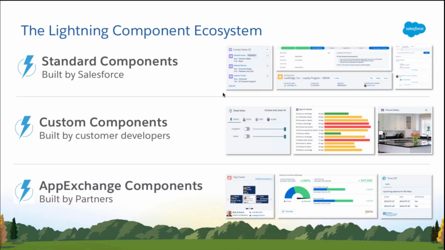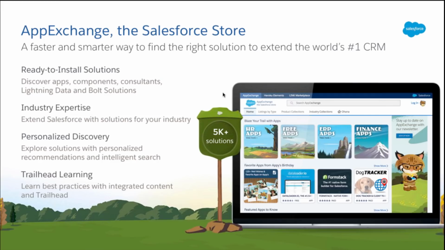So the Lightning component ecosystem is made up of these 3 types of components. Standard components are components that are built by Salesforce, and we just saw those on the previous screen. You can also have your developers, and for those super savvy admins, you can build custom components as well. And there's a whole Trailhead trail on how to do this. And what we're talking about today are AppExchange components built by partners. So what's great about AppExchange components is just like installing an app from the AppExchange, you can install a component in exactly the same way. It's pretty cool.